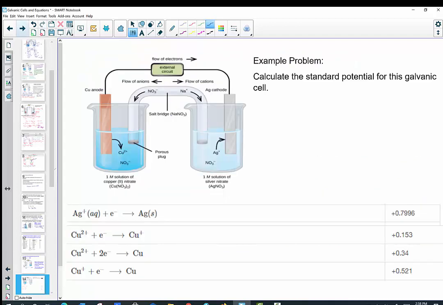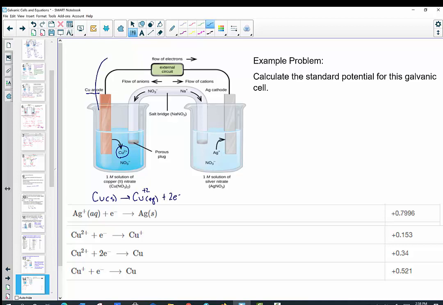Let's try some problems. You'll find these quite simple, I hope. We're going to calculate the standard potential for this galvanic cell. Okay, well, first of all, let's get a picture of what's happening. Here I have a copper anode turning into aqueous ions of copper. So the chemistry here is solid copper turning into aqueous ions at a +2 charge and releasing 2 electrons.